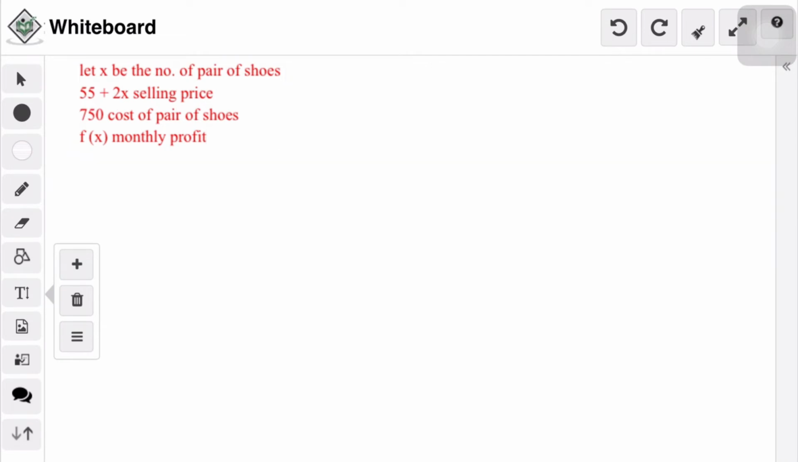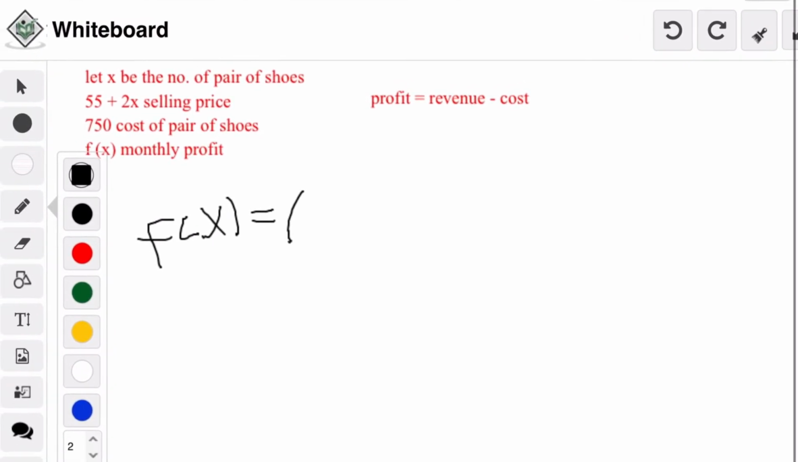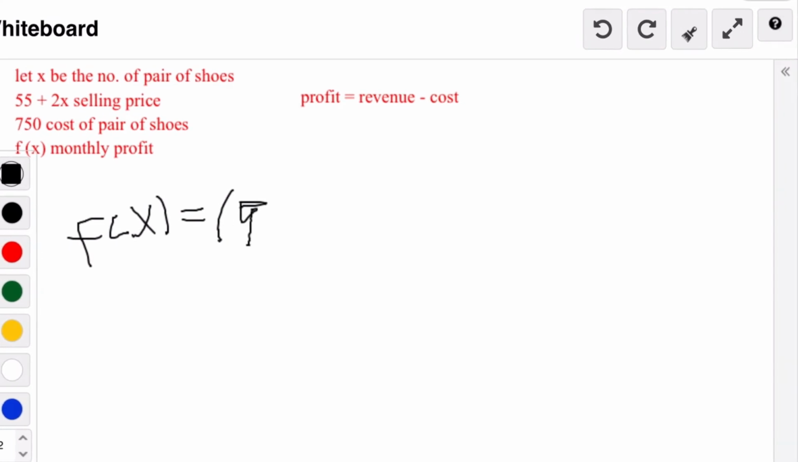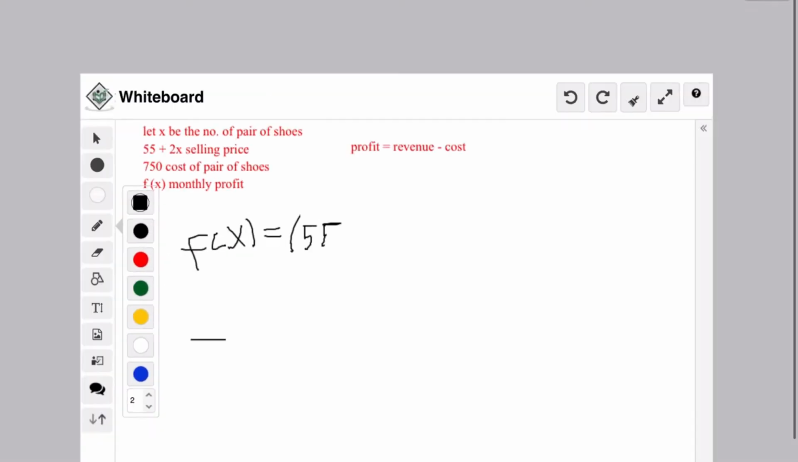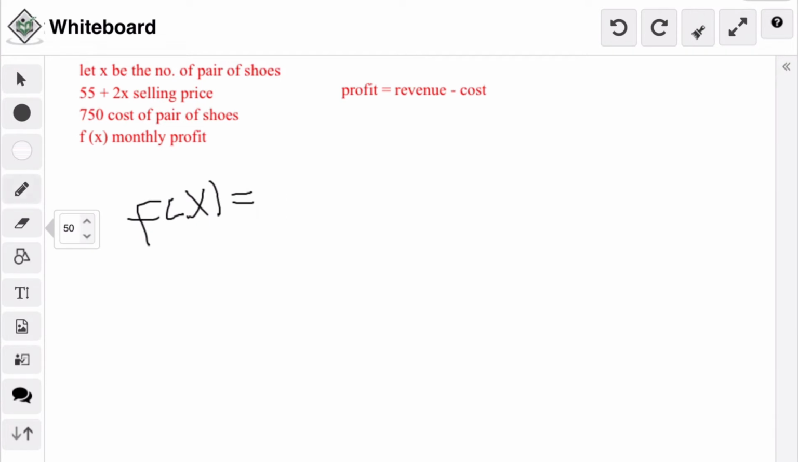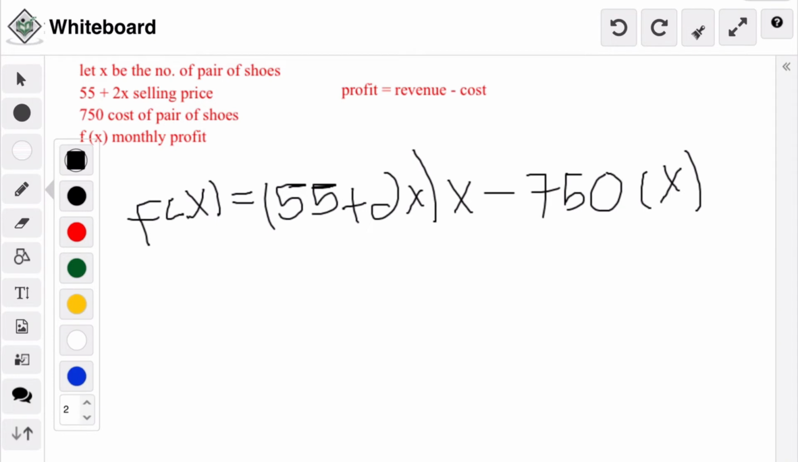In order to solve this, we will use the formula of profit. f of x is equal to 55 plus 2x, just bear with my handwriting, times x, minus the cost, which is 750 multiplied by x.